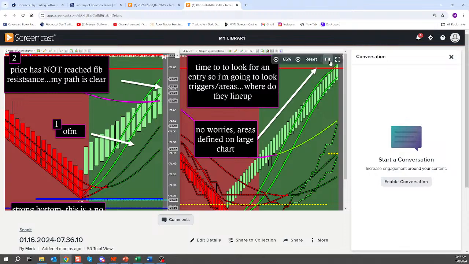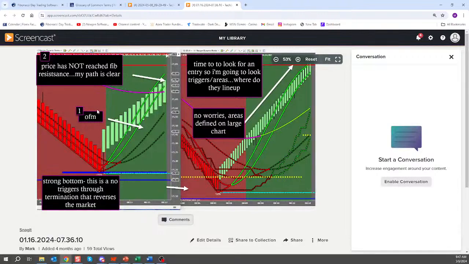Rule number 1 always begins on the large chart, right? I've got to have that best of the best, that odds favorable. Rule number 2, I have to make sure that I don't reach the area. Guys, my large chart says go cat go right now. And it's even coming from a termination condition that reversed the market. We call this a strong bottom if the triggers don't break. This sets you up for the best of the best, guys. So strong bottom, odds favorable, clear path, and I'm going to look for an entry.